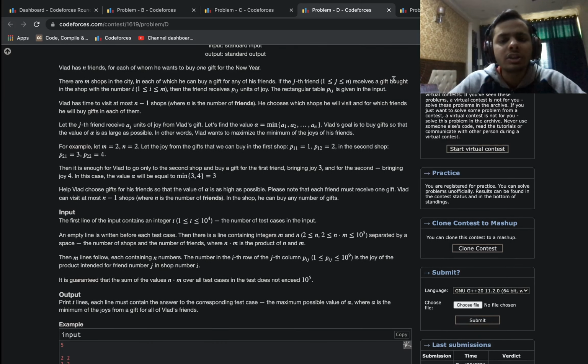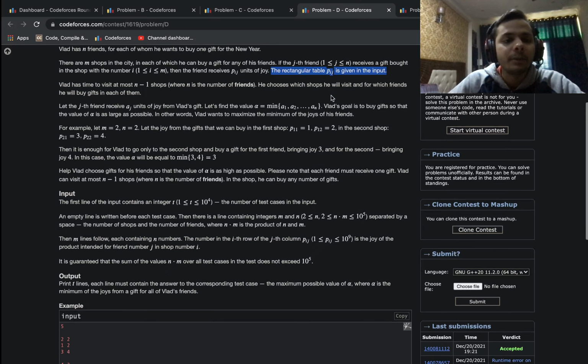And there is no restriction on the amount of gifts I can buy from any shop. I can buy any number of gifts from 0 to n. It's totally my choice whether I want to not buy any gifts from a shop, or buy all the gifts from that particular shop only. But if I buy a gift for the jth friend from the ith shop, then the amount of joy that the jth friend receives is Pij units. And we have been provided with the entire Pij array in the input.